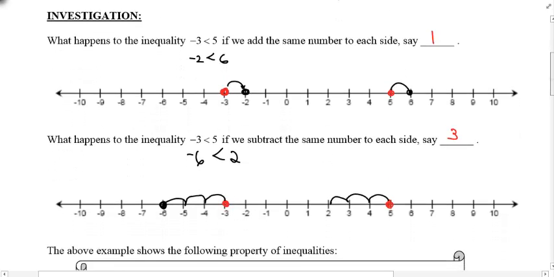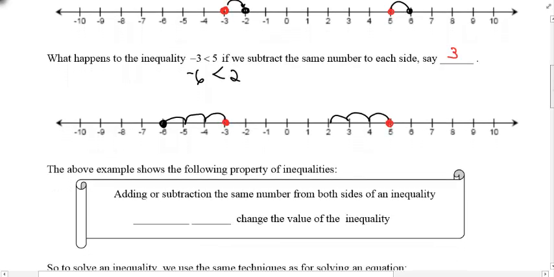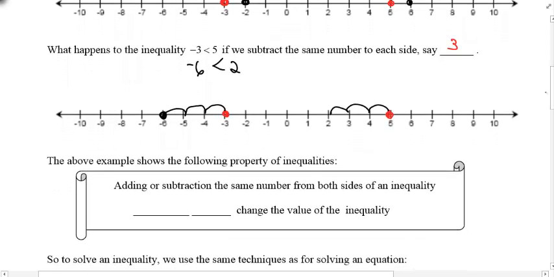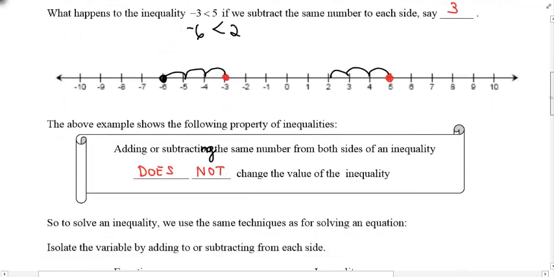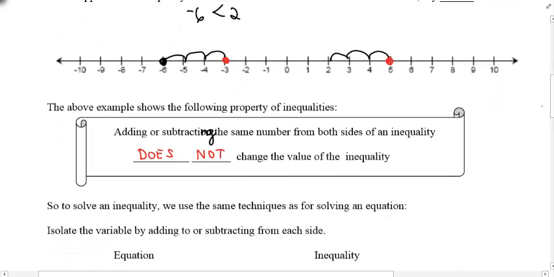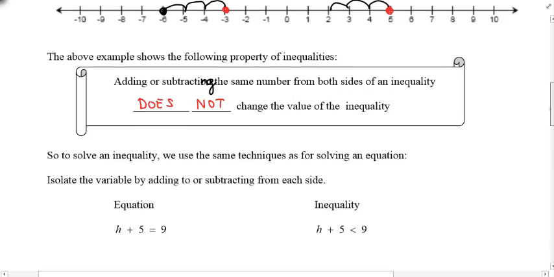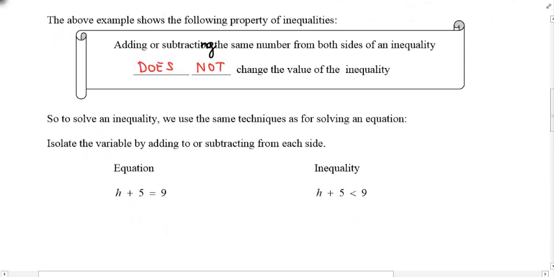So the above two ideas show the following property. Adding or subtracting the same number from both sides of an inequality does not change the inequality sign. Okay, so that's nice because that means we just keep the sign the same. And really, now, to solve algebraic inequality questions, it's the same as solving regular algebra equality questions.